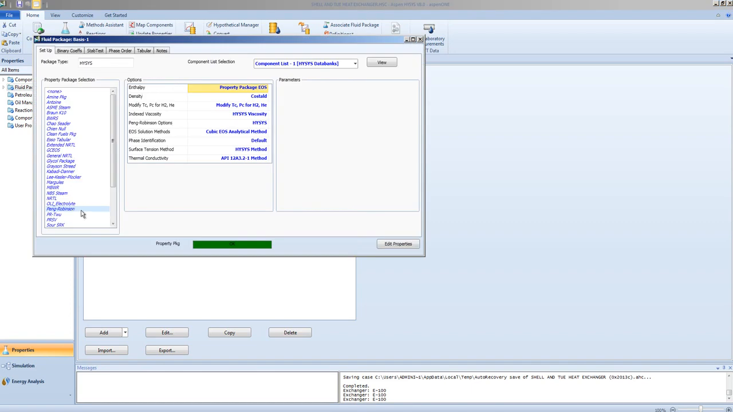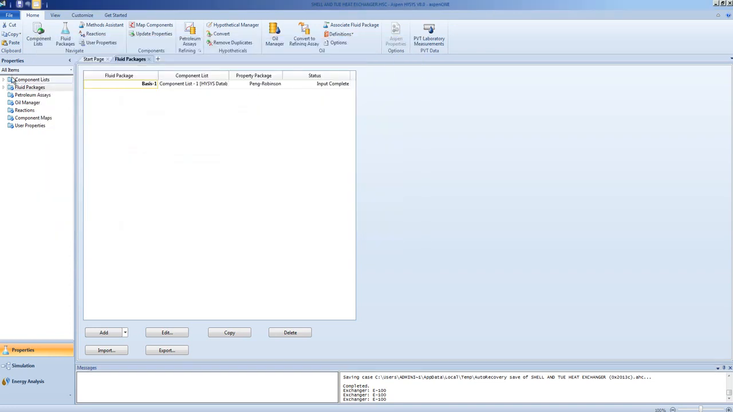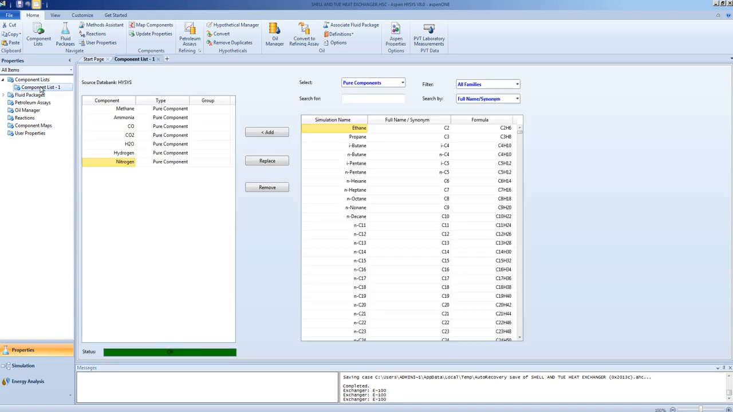This is the Peng-Robinson package, the fluid package we'll be using. The component list is shown here. No reactions are used in this video.